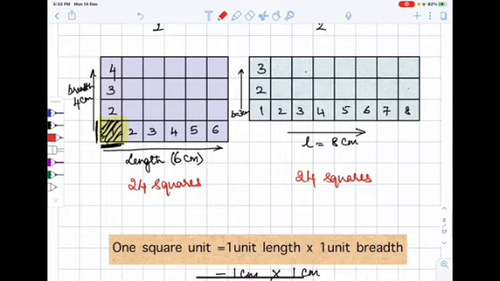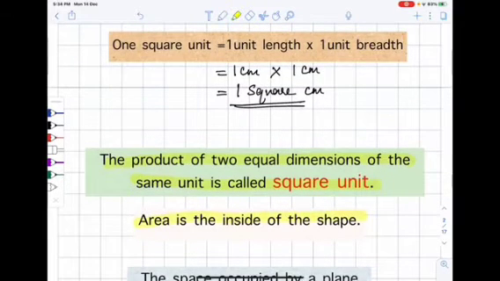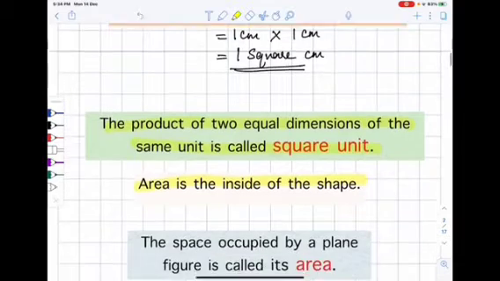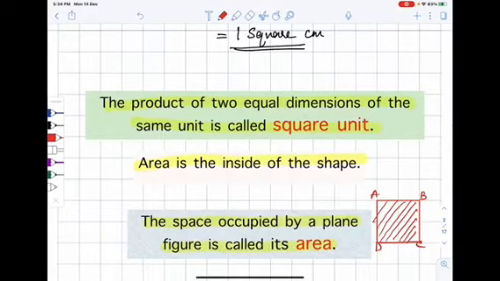So what is this called? This is called the area. And area is inside of any shape. Like the space occupied by a plane figure is called its area. Did you all understand, children? The space occupied by a plane figure is called the area. For example, if I have a square here, this space occupied by this square ABCD is called the area. The space occupied by any plane figure is called its area, and it could vary from figure to figure.